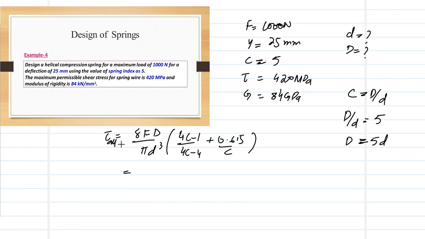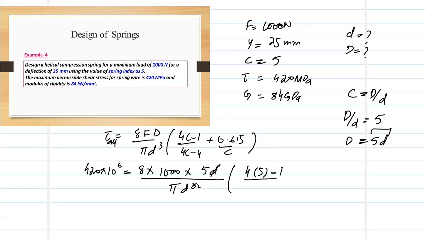Whenever you're designing the spring, just use tau allowable. So that will be equal to, in this case, replace capital D by this formula. I'm putting all the parameters in SI units. So it's 420 into 10 to the power 6, 8 into F, which is 1000. Now D is written as 5 times small d divided by pi into d cube, where this will cancel with this, and this is (4 into 5 minus 1) over (4 into 5 minus 4) plus 0.615 divided by 5. Clear?